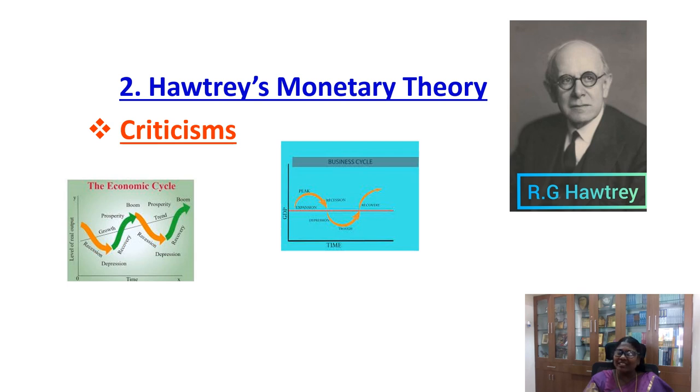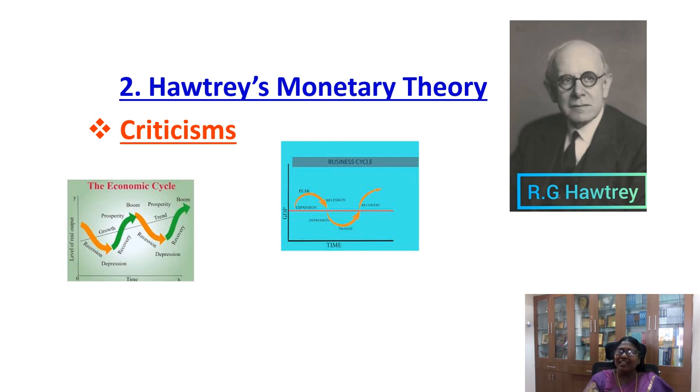Professor Hawtrey considers trade cycle to be a purely monetary phenomenon. According to him, non-monetary factors like wars, strikes, floods, droughts may cause only temporary depression. Hawtrey believes that expansion and contraction of money are the basic causes of trade cycle. Money supply changes due to changes in rate of interest. When rate of interest is reduced by banks, entrepreneurs will borrow more and invest. This causes an increase in money supply and rise in price leads to expansion.